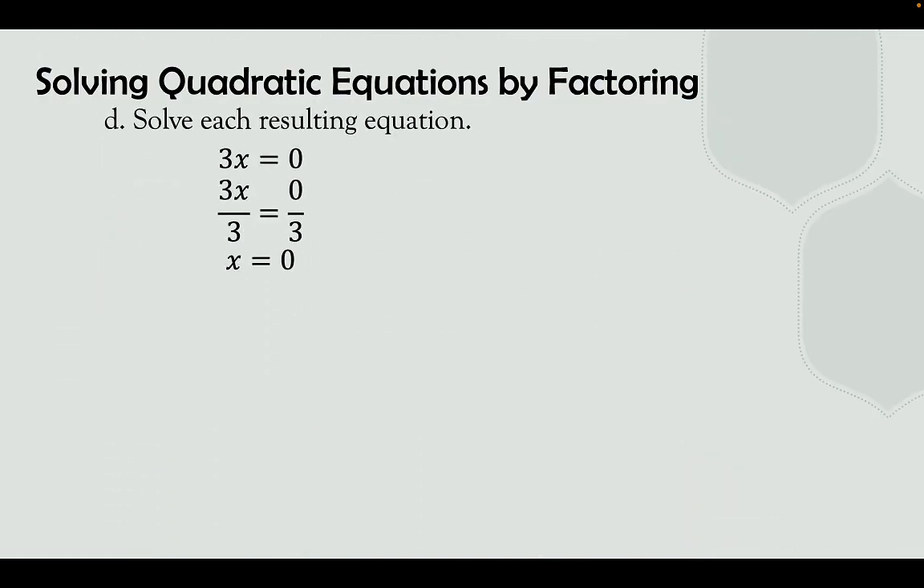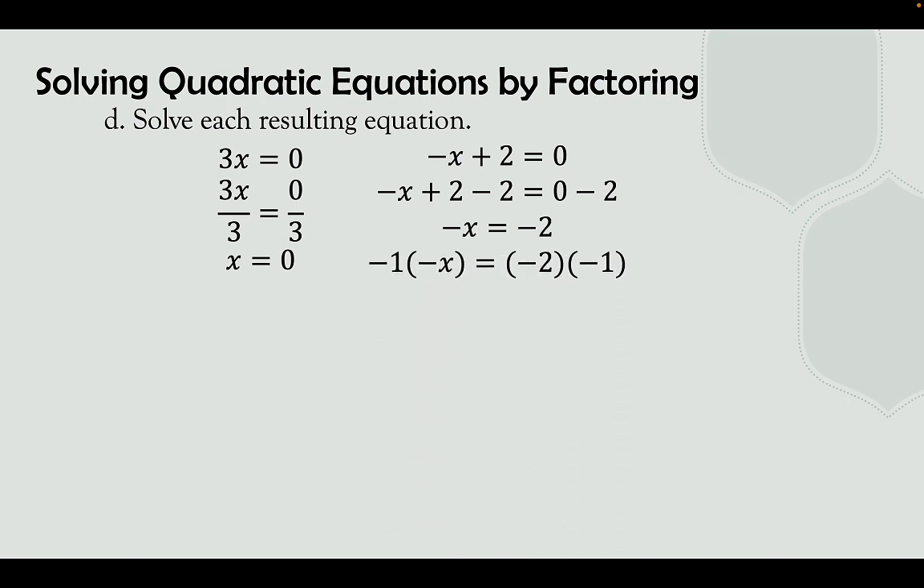So we have now 3x equals 0. Divide both sides by 3. We have x equals 0. And then negative x plus 2 equals 0. Subtract both sides by 2 to isolate x. So we have negative x equals negative 2. Since we need x to be positive, we need to multiply both sides by negative 1. So that we have positive x, so that is x equals 2.